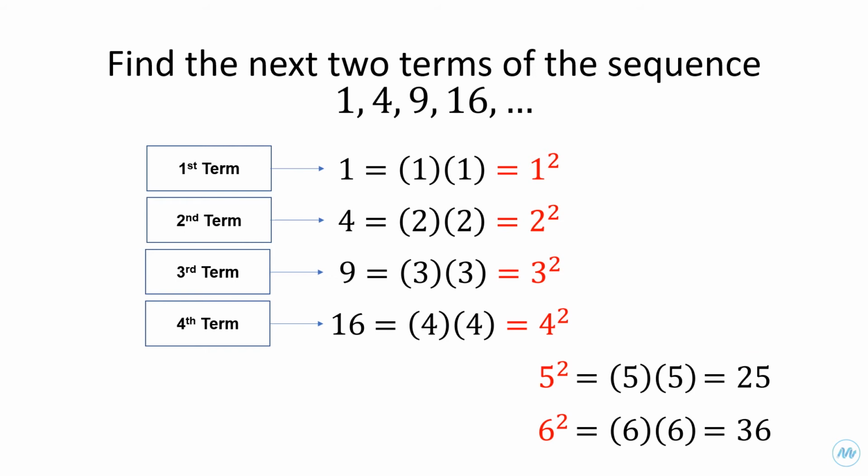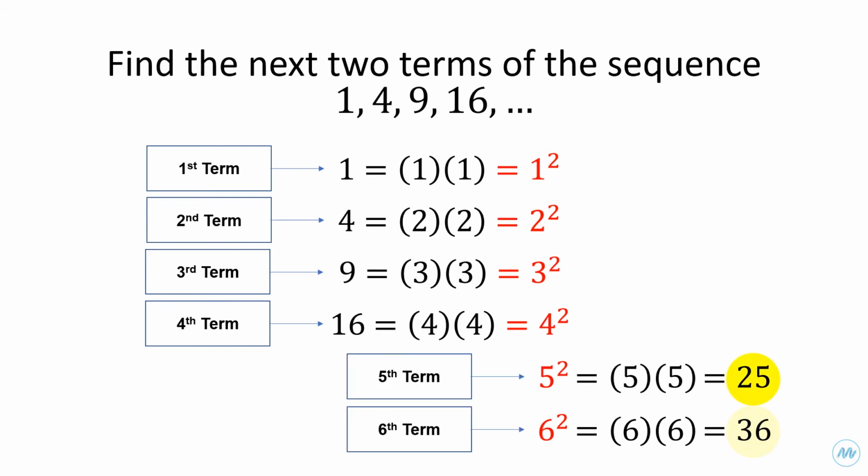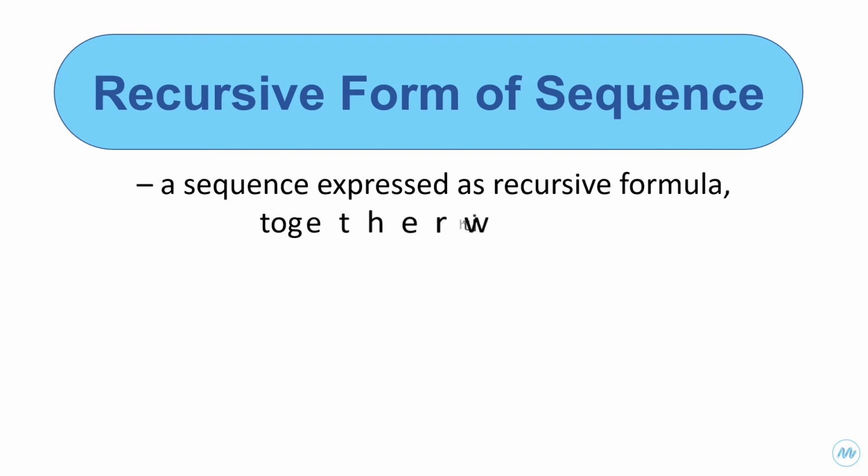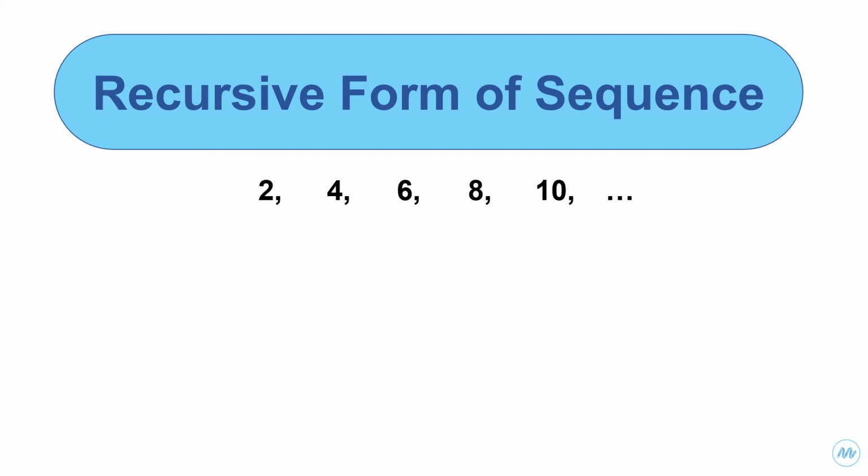Hence, the fifth term is 25 and the sixth term is 36. A sequence can be expressed in a recursive form. A sequence is said to be in recursive form if the first term and a recursive formula are given. A recursive formula is an expression used to determine the nth term of the sequence by using the term that precedes that term. Let's transform the sequence 2, 4, 6, 8, 10, and so on to its recursive form.